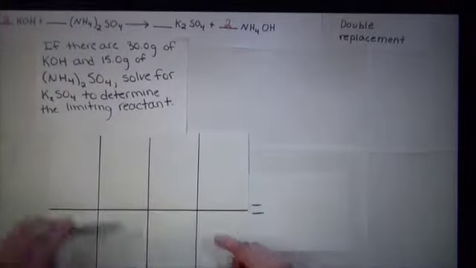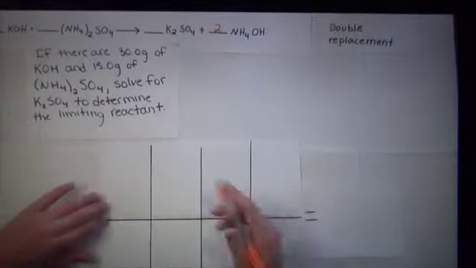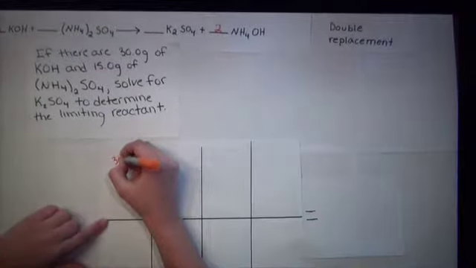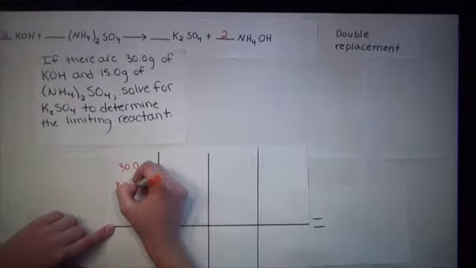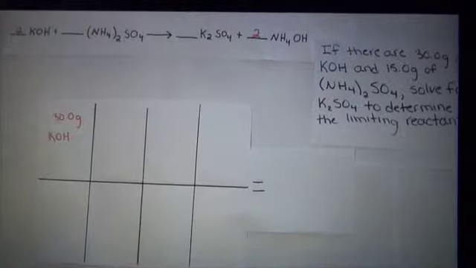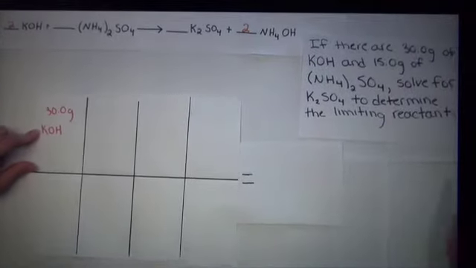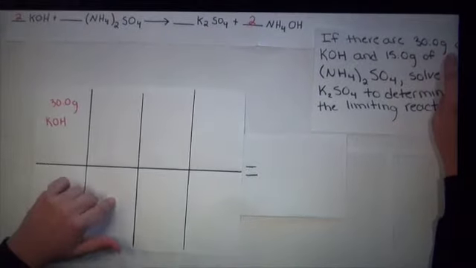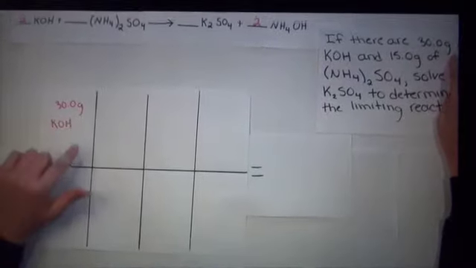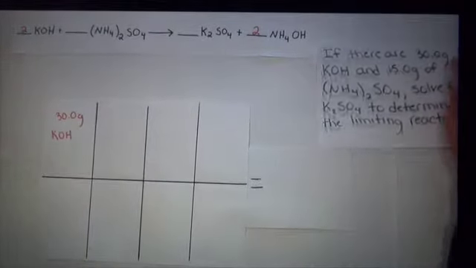So the first thing we put in the first box is how much reactant we start with. So in this case, we have 30 grams of potassium hydroxide. Okay, so we start with 30 grams of potassium hydroxide, because that's what the problem starts with. So now we have to go from grams to grams, so the grams can cancel out. So now we have to find the molar mass of potassium hydroxide.